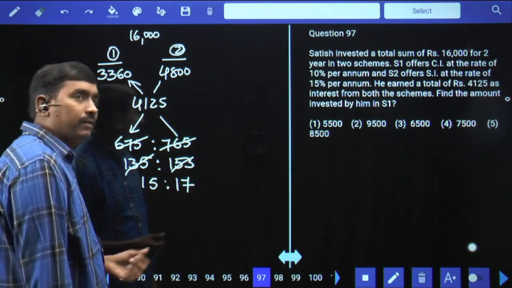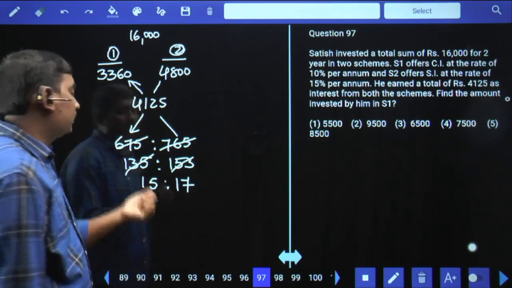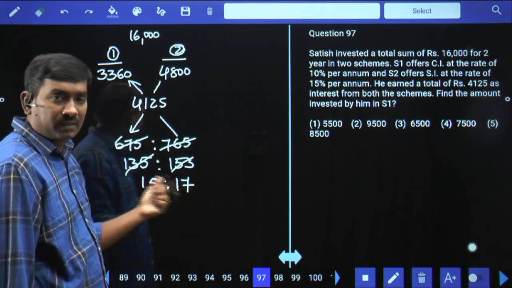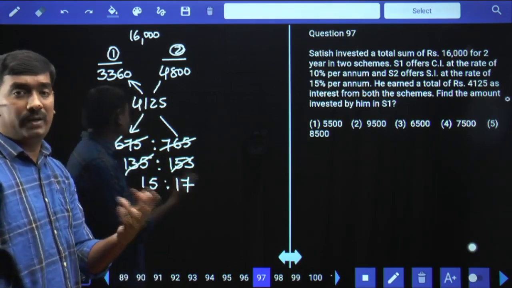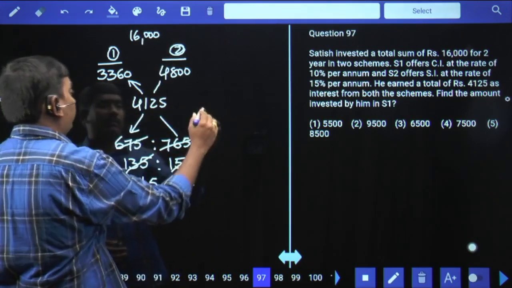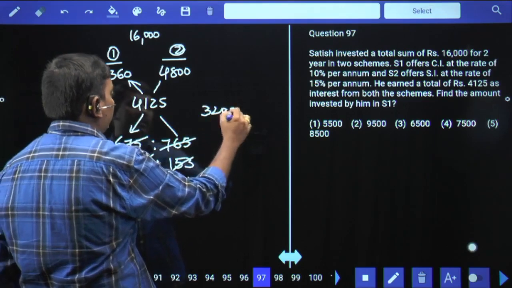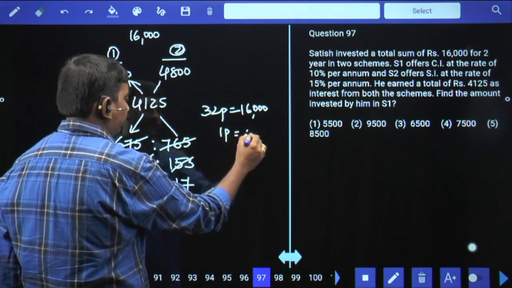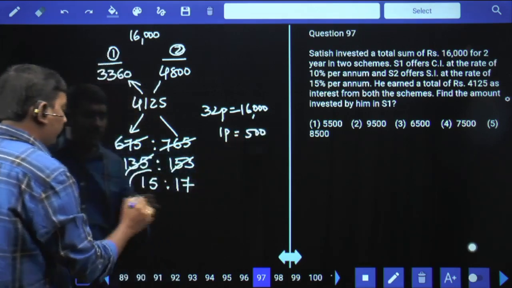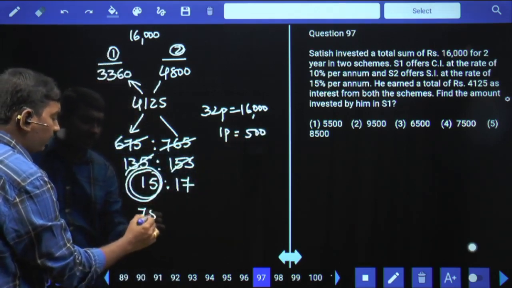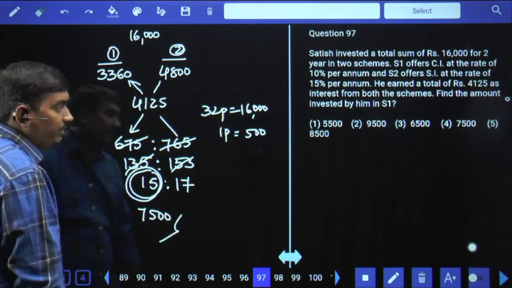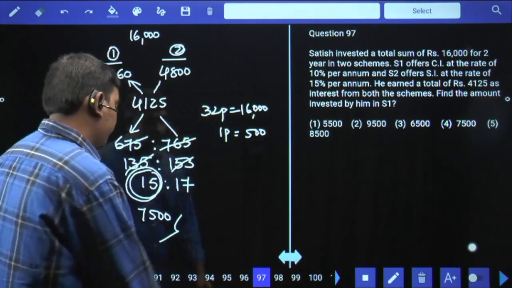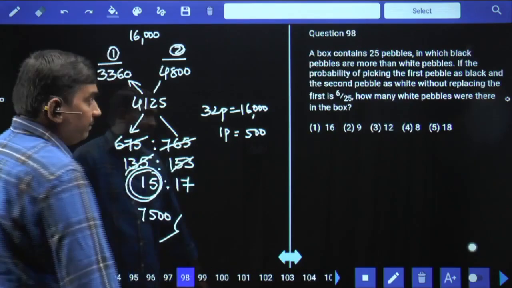15 plus 17, 32 parts. 32 parts is equal to 16,000. Then 32 parts value 16,000 means 1 part value 500. Scheme 1 belongs to 15 parts. 15 5s are 7,500 is your answer. The sum invested in scheme 1 is 15 parts, 7,500 is your answer.